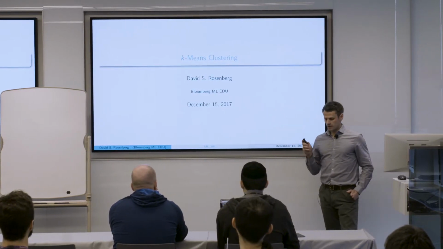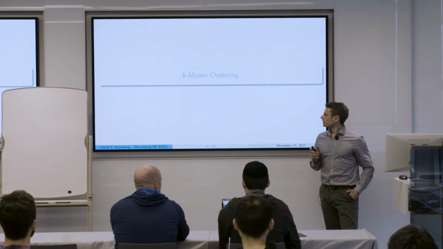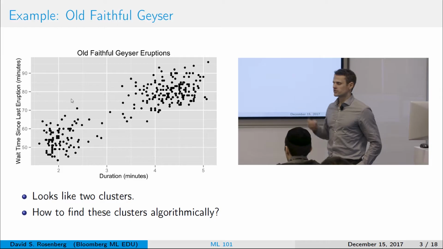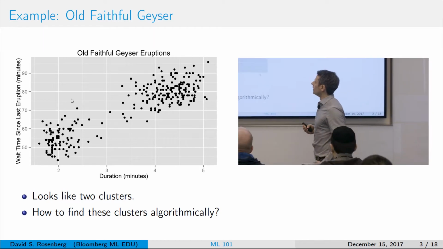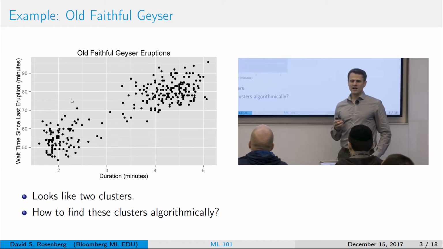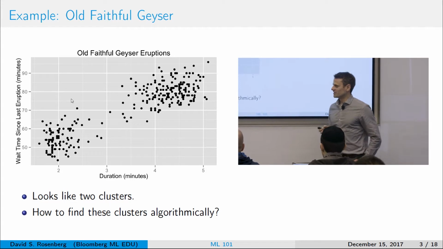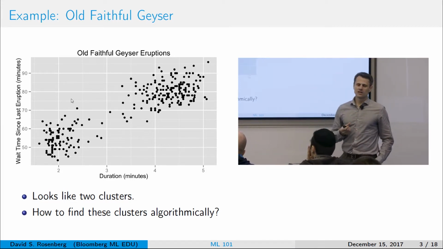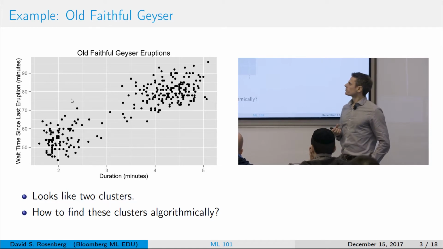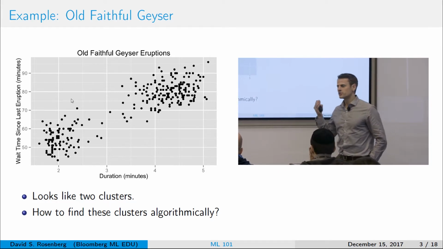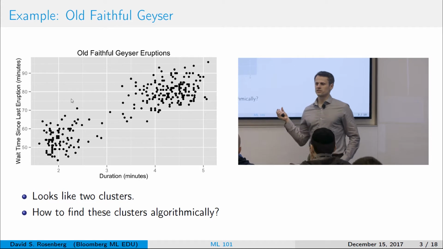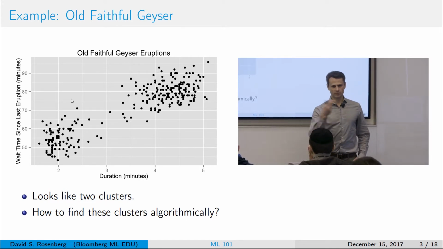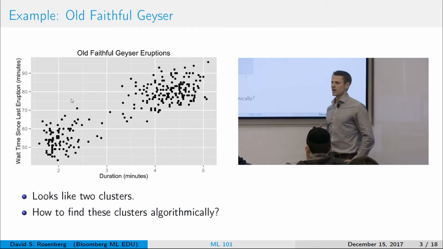So let's jump right in with what's called K-means clustering. So here's some data. Old Faithful geyser eruptions. It's a classic data set. It's built into our software package, for instance. And there's two axes. Every point corresponds to one geyser eruption. The x-axis is how long the eruption lasts. The y-axis is how long it has been since the previous eruption. Okay? So it's a scatter plot.